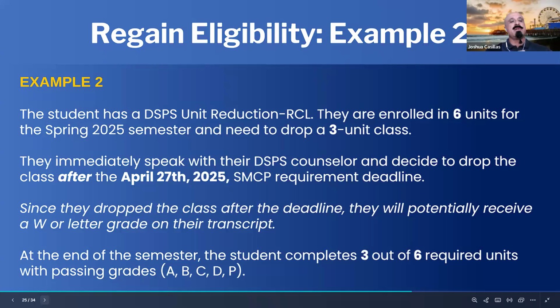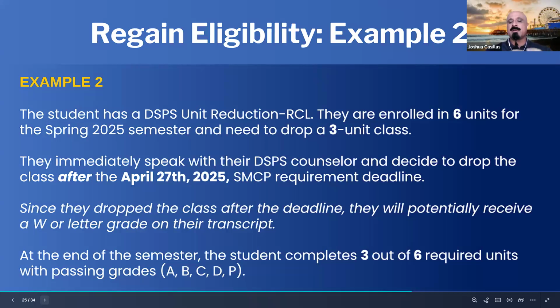They are enrolled in 6 units, which is their full time, in the spring 2025 semester and need to drop a 3-unit class. They immediately speak with their DSPS counselor and decide to drop the class after the April 27, 2025 SMC Promise requirement deadline. Since they dropped the class after the deadline, they will potentially receive a letter grade or a W on their transcript. That's one thing you need to discuss with your academic counselor or your DSPS counselor, or if you're part of any other special program, you need to discuss with that counselor.